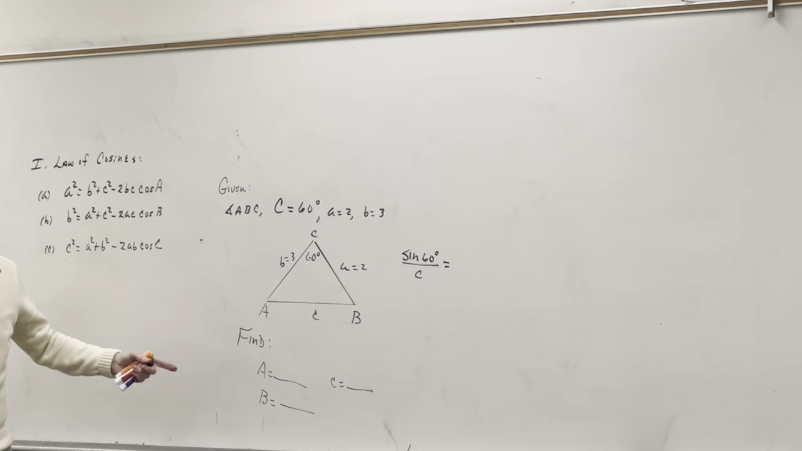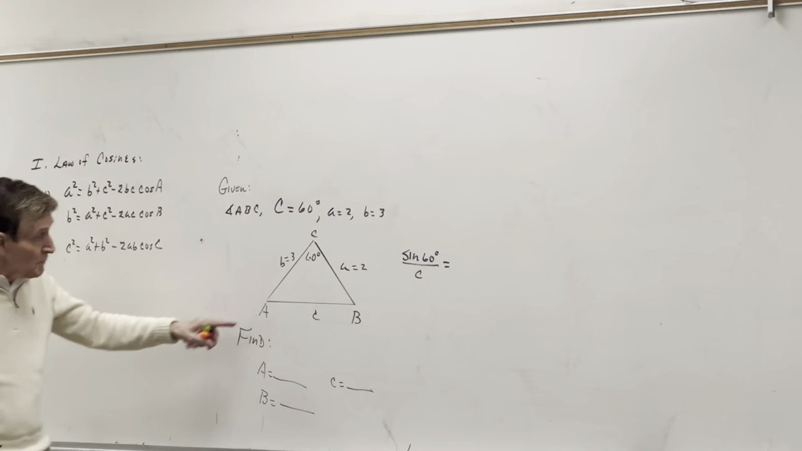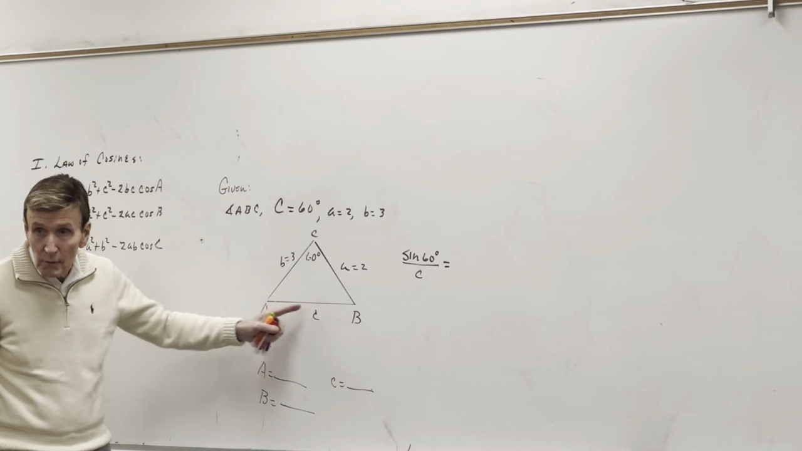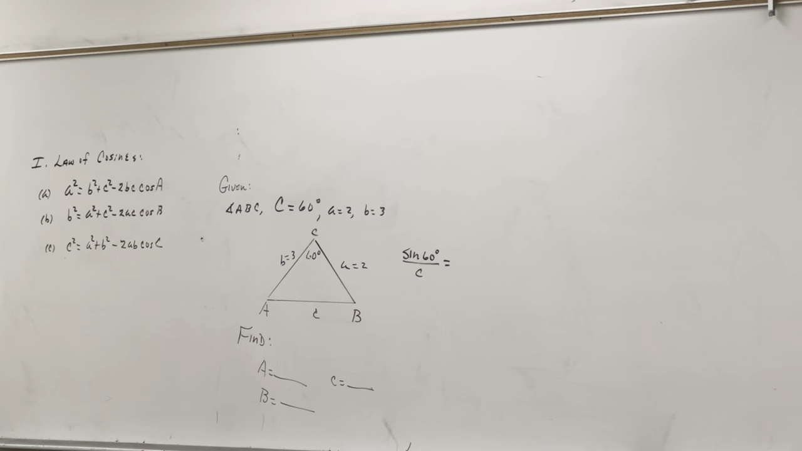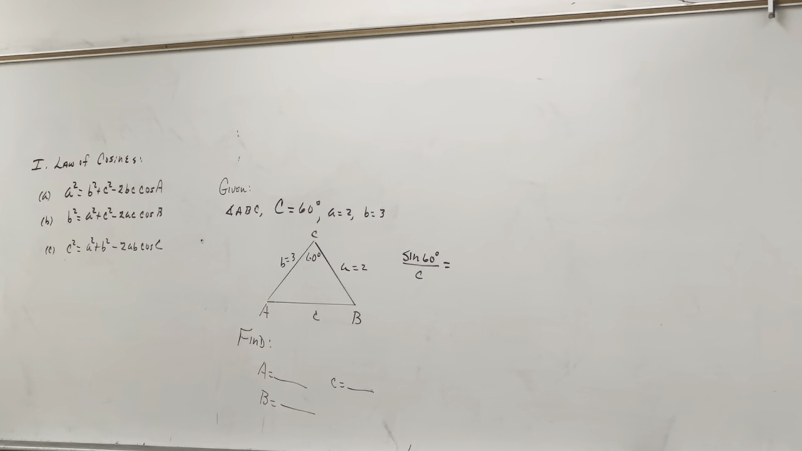Did they give me another angle to work with? No. Now can I assume these two angles are equal? No. They might be. I cannot assume that. So they did not give me enough to apply the law of sines. That's why you have the law of cosines. And I think your textbook does not show you there's even a law of tangents out there somewhere.